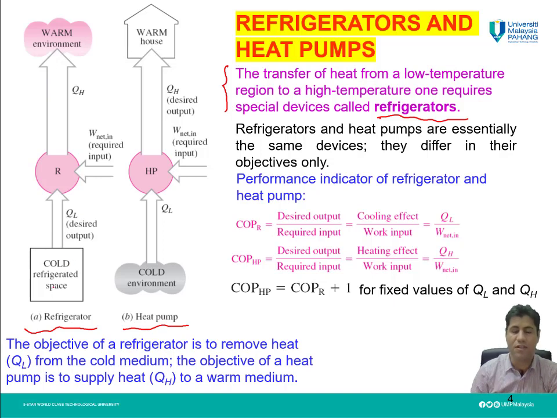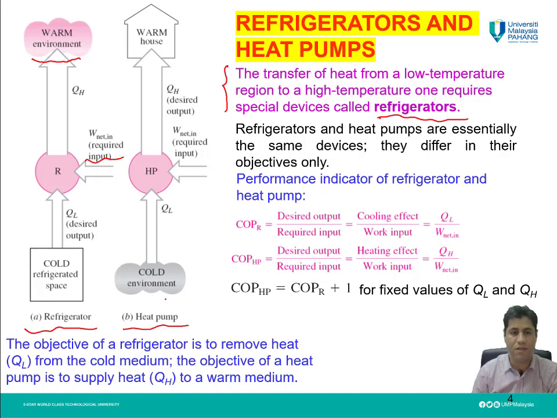In the refrigerator, the heat or thermal energy is transferred from the cold refrigerated space by applying work, W net in. Then heat is transferred from the cold region to a warm environment. And the purpose of the refrigerator here is to cool down the inside of the refrigerator or the substances inside the refrigerator. How about the heat pump?